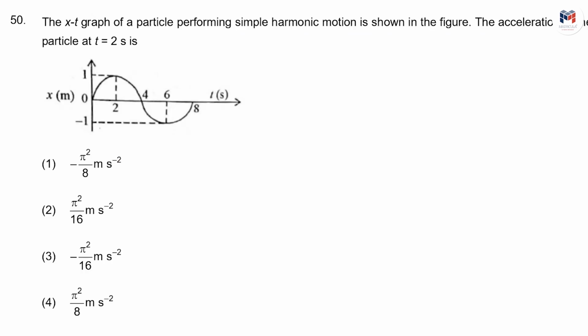Question number 50. The x-t graph of a particle performing simple harmonic motion is shown in the figure. The acceleration of the particle at t equal to 2 seconds is. The answer is option number 3, minus π square by 16 meter per second square.